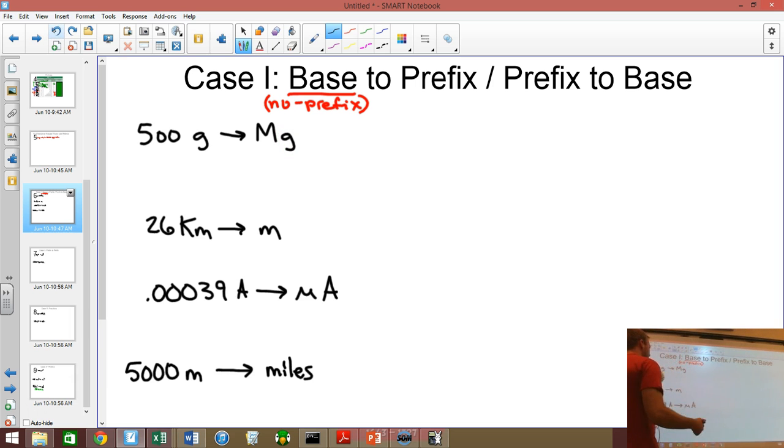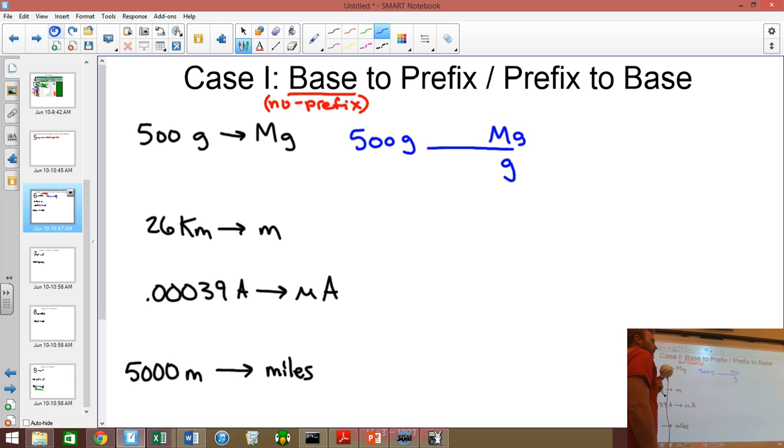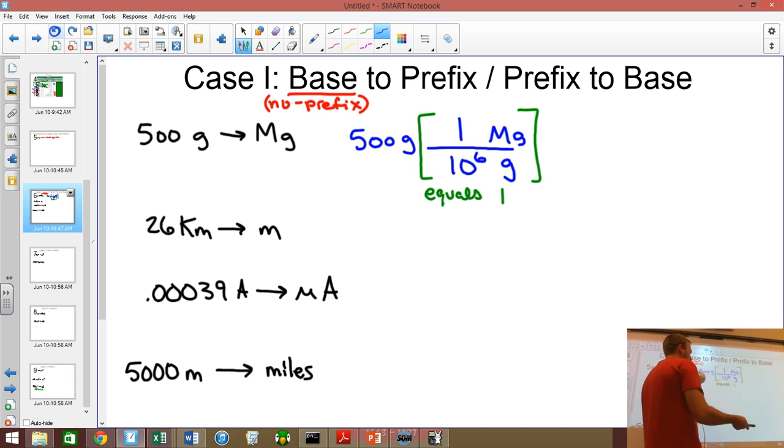So here we go. The first step is to start out with what you're given. So I'm given 500 grams. Step 2 is to make a fraction bar. Now what I'm going to do is put grams on the bottom, and I'm going to put megagrams on the top. And then I'm going to put some numbers in here. They're very specific numbers, because this whole quantity equals the number 1. 1 megagram is equal to 1,000,000 grams. So anything divided by itself is 1, and when I multiply by it, it's not changing anything.